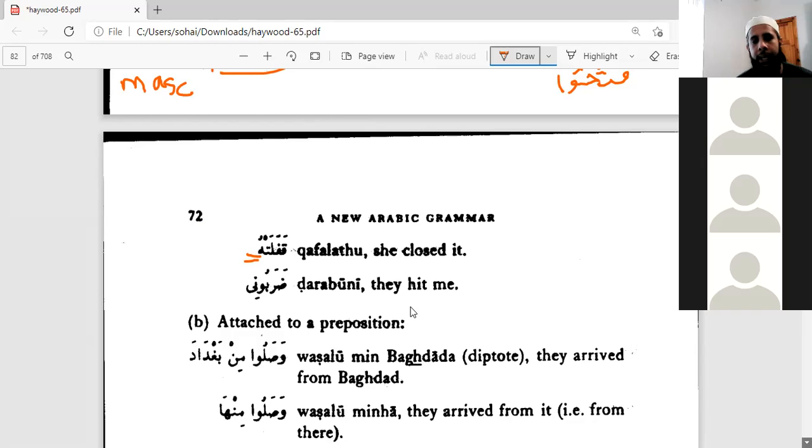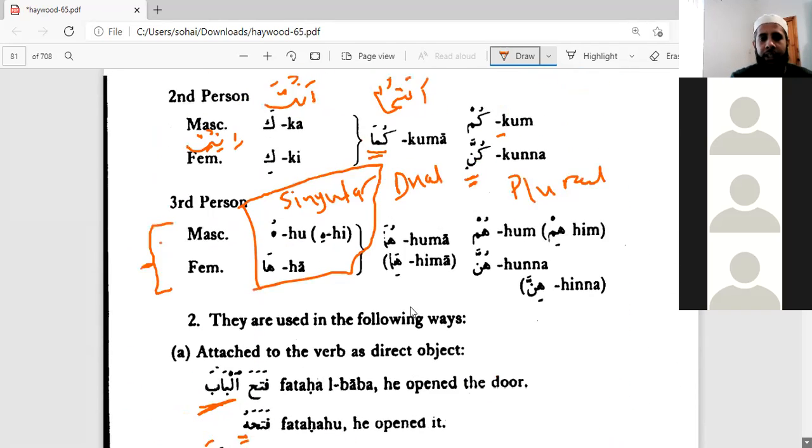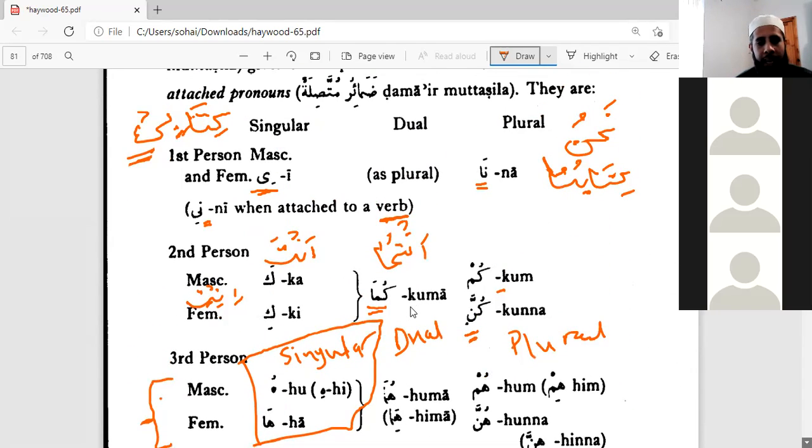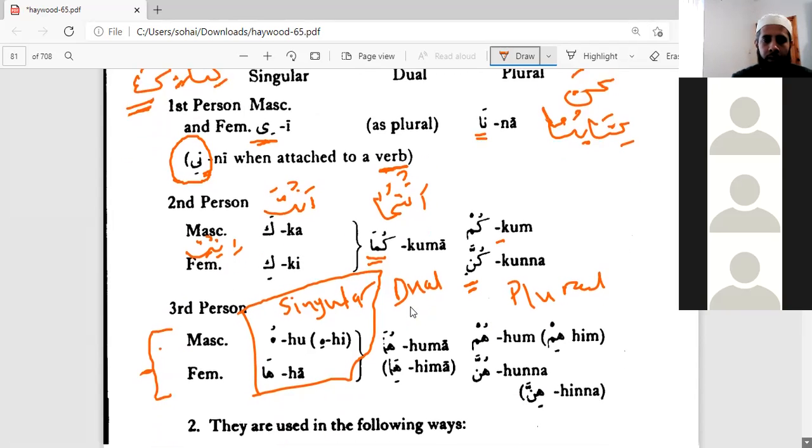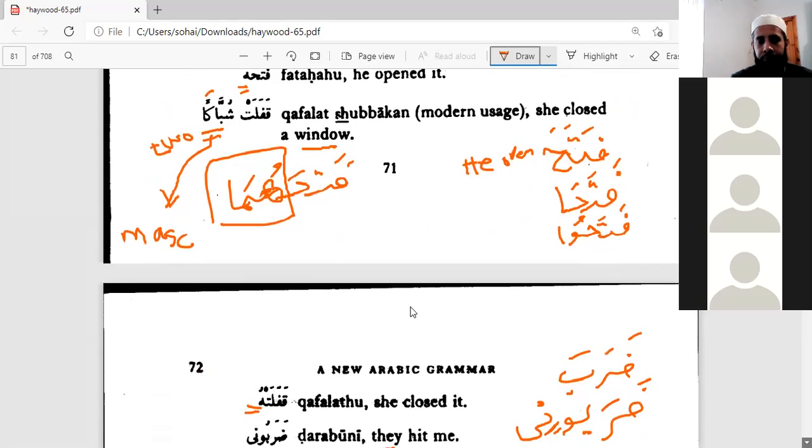And if you want to say they hit me, darabuni, because daraba means to hit. They hit would be plural, so it's darabu. It would be alif normally, but we're not going to put alif. And then me is ni. Normally it's just kasra and ya, as we did before, but when it comes attached to a verb, it becomes ni, with the noon.